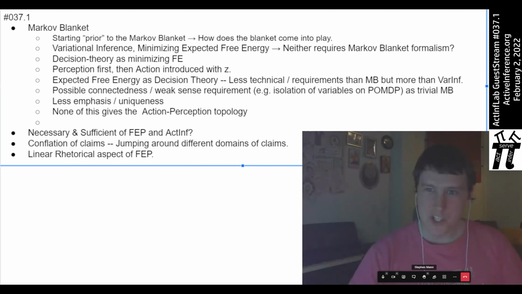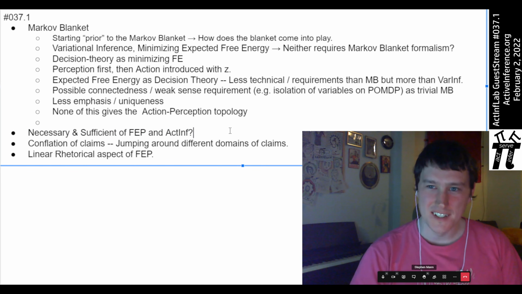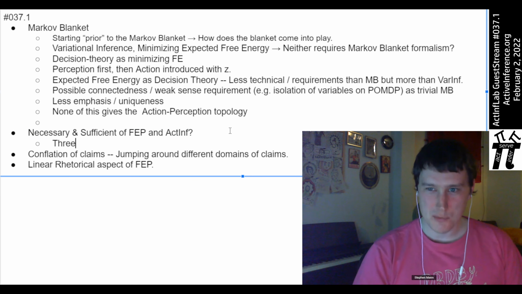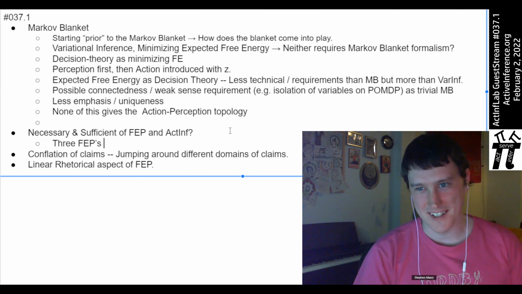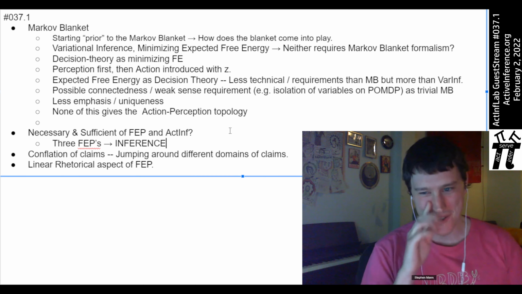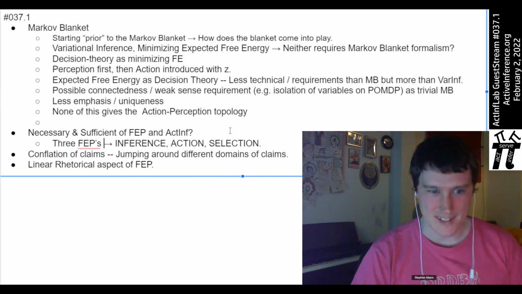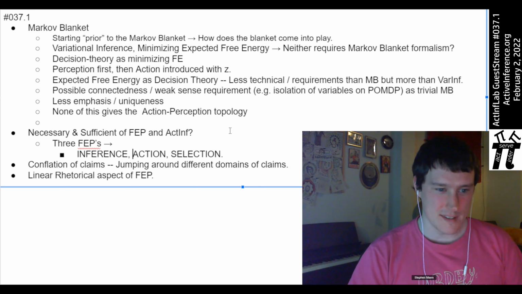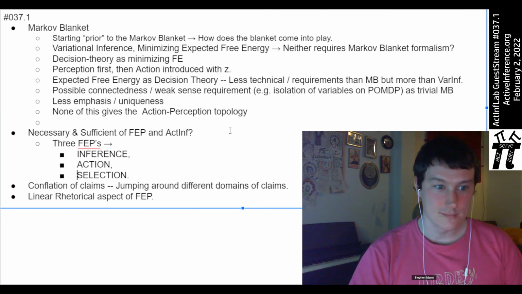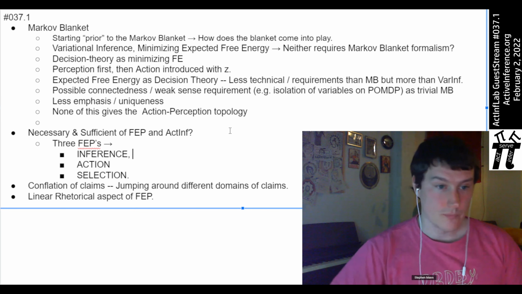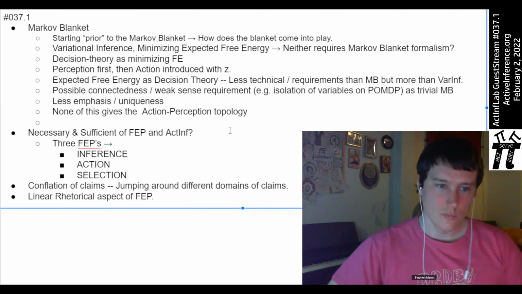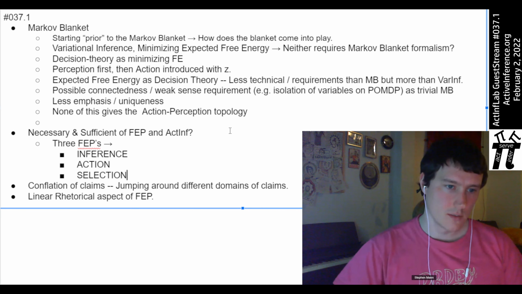Well, you'll notice that we were cheeky in defining 3 distinct free energy principles, probably none of which would be assented to by the actual proponents of the free energy principle. Yeah, exactly. Could you go through and just describe in a few sentences what each one of these is, the 3 free energy principles: inference, action, selection? What did they mean to you?